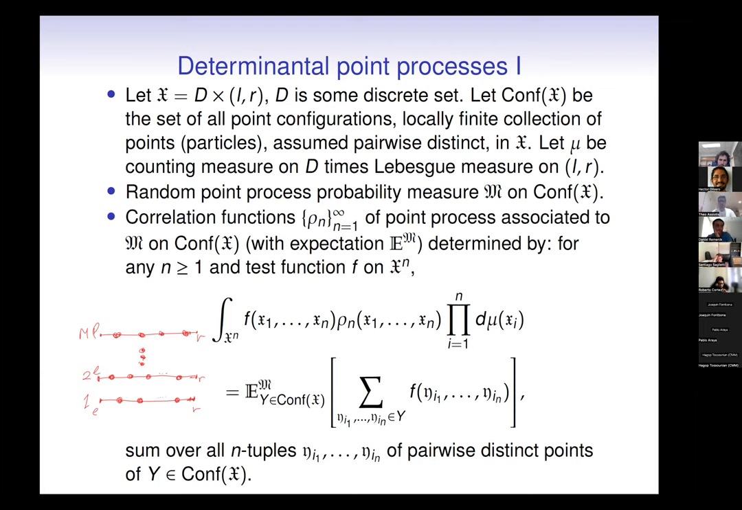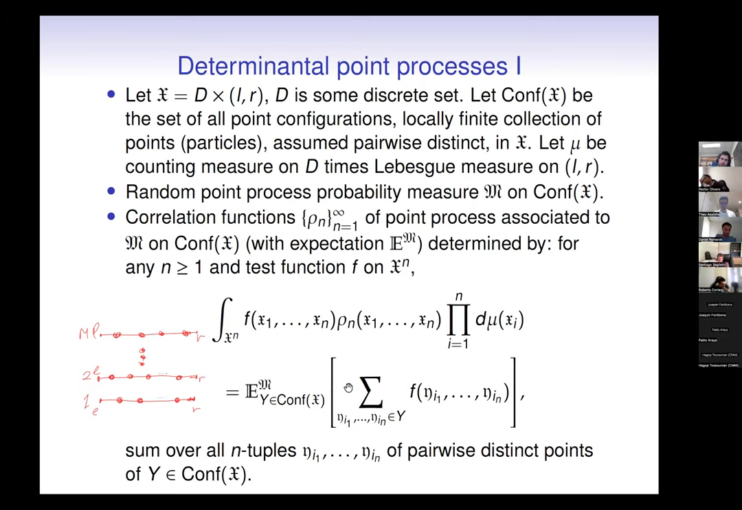A configuration is just some finite, locally finite collection of points. And if I have a probability measure on this space, I just get a random point process. Associated to this random point process, I have correlation functions. Of course, when they exist, they're basically determined by this formula, which is a little complicated, so I'm not going to spend any time on it.